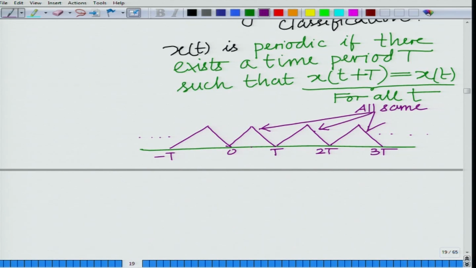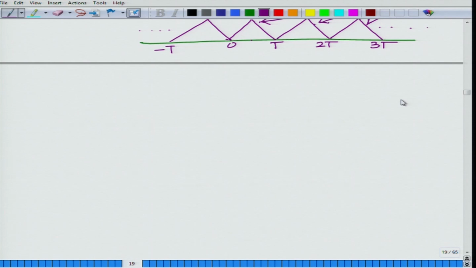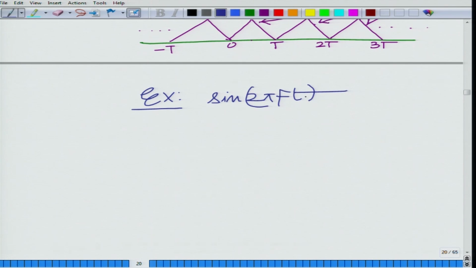Okay. A classic example again is the sine, correct. We all know that the sine is a periodic signal, sine 2 pi f t.